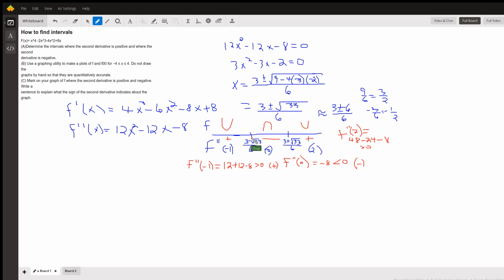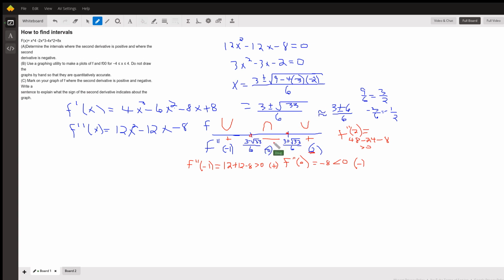We'd like to get a test number in each of the intervals created by these possible x coordinates for points of inflection. So I kind of estimated what this is. If I use the square root of 36, I'll have a number that's slightly bigger in the positive direction than the actual x coordinate, but that reduces to 3 plus 6, 9 over 6, so 3 halves. So I know if I pick a number to the right of 3 halves as my test number, I'll be in the correct interval.